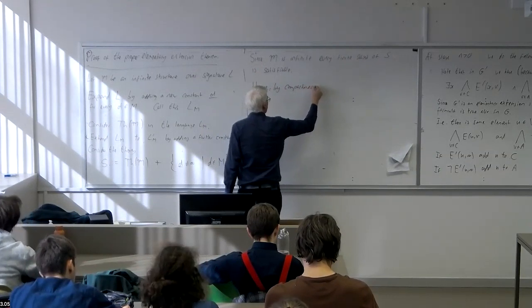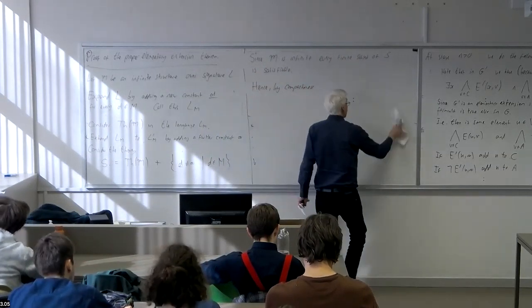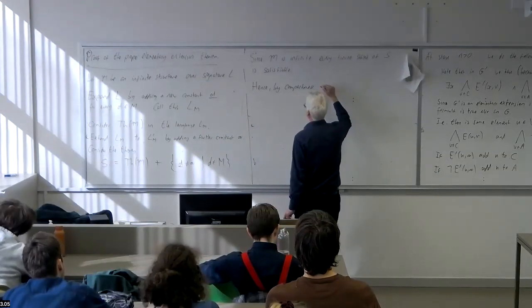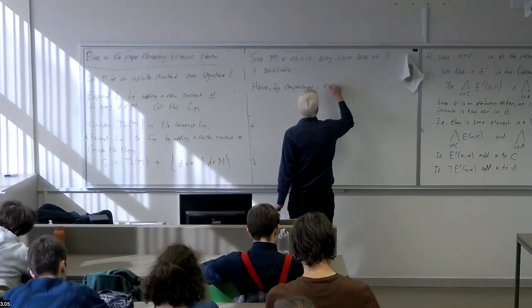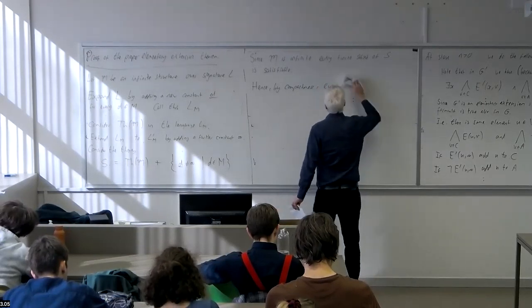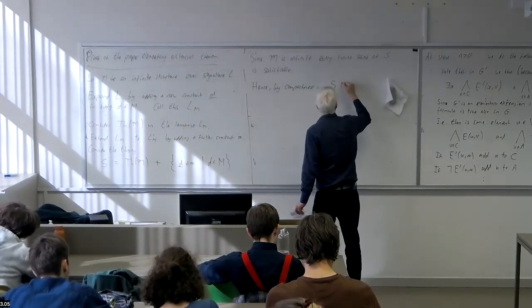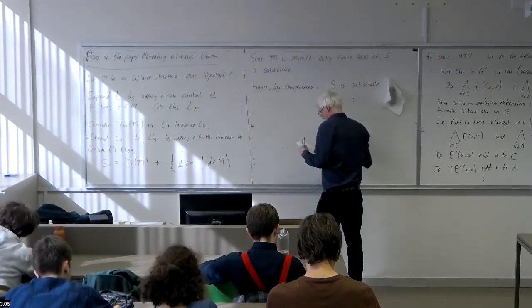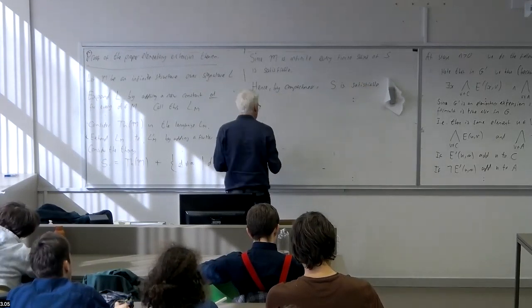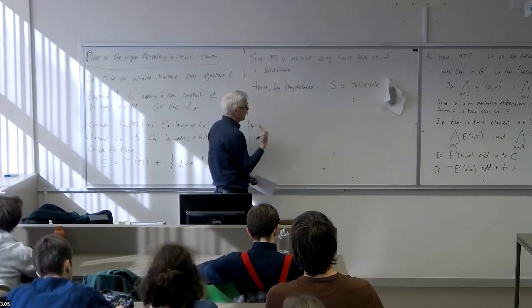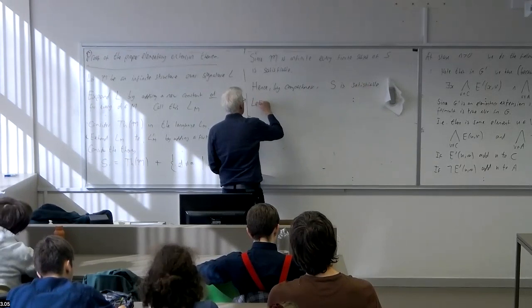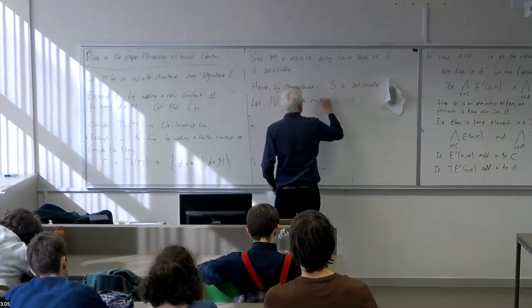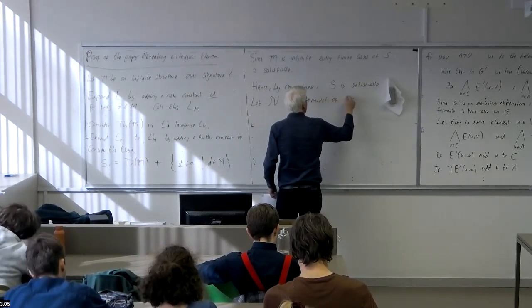Compactness theorem from last week: if every finite subset of a set of sentences is satisfiable, then the whole set itself is satisfiable. So hence, by compactness, S is satisfiable. So it has some model; let curly N be a model of S.